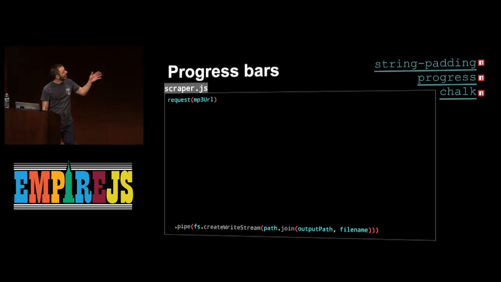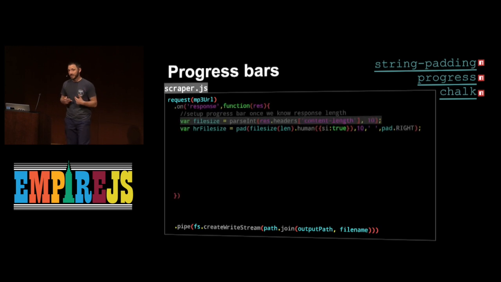So in our download MP3s function, the function that gets an individual MP3, it takes the URL and does a request, and then way down here we pipe it to disk, we stream it to disk as it comes in. But we need to do a couple more things here if we want progress bars. We need first to get some information and set up our progress bar right when the response starts. So we're going to listen to on response.